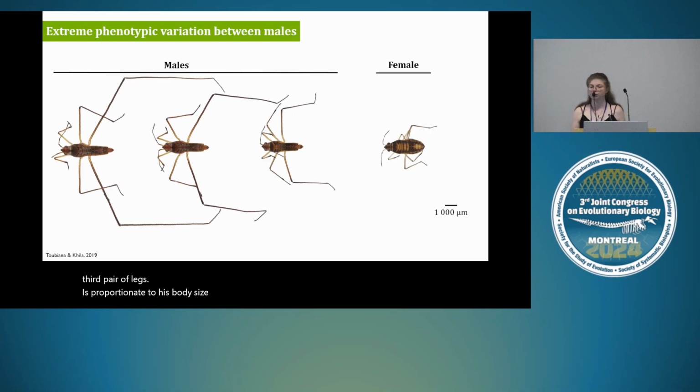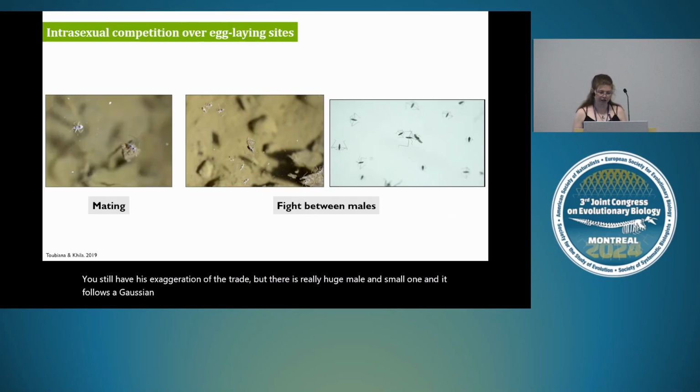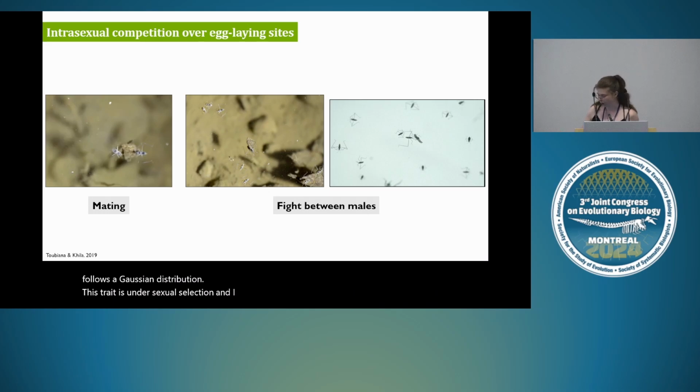And in wild populations, this phenotype is extremely diverse. You still have the exaggeration of the trait, but there are really huge males and small ones, and it follows a Gaussian distribution. This trait is under sexual selection, and I will explain to you how.